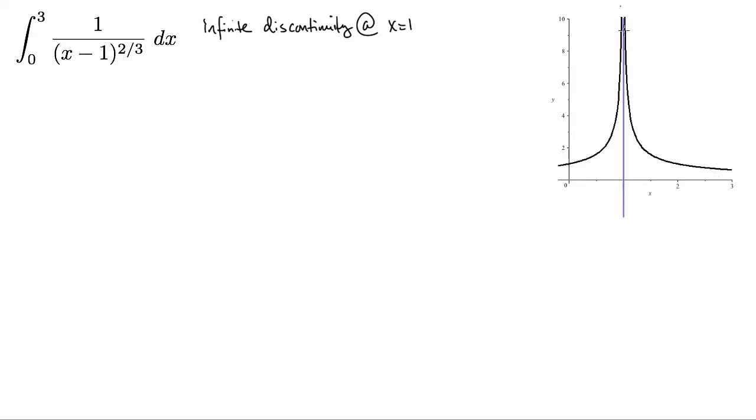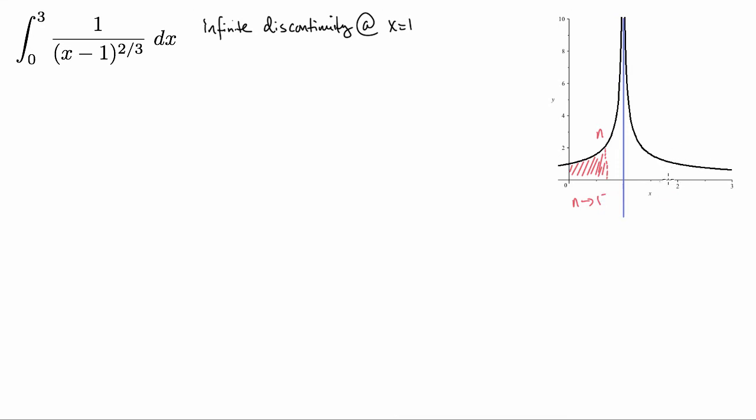The function is approaching that vertical asymptote from both sides, and this is what makes this different than the previous problem. On the previous problem, we were only approaching the asymptote from the left side. Here we're approaching it from both the left and the right. So the idea is very much the same. We're going to look at the definite integral here on the left up to a value n, and we're going to let n approach 1 from the left.